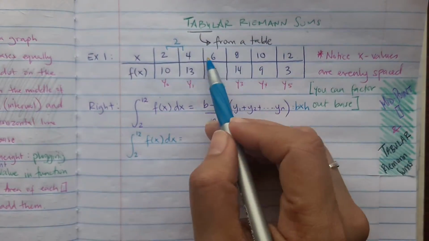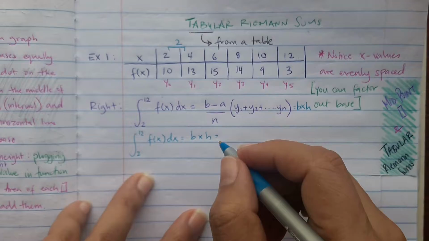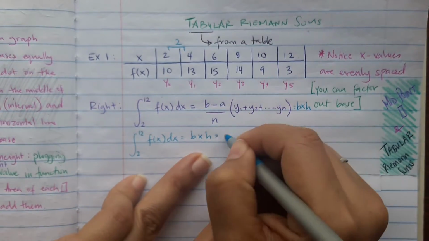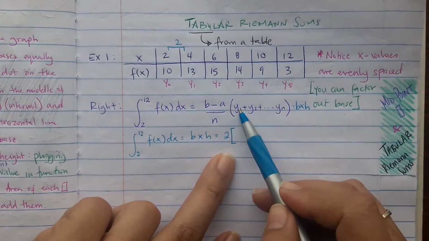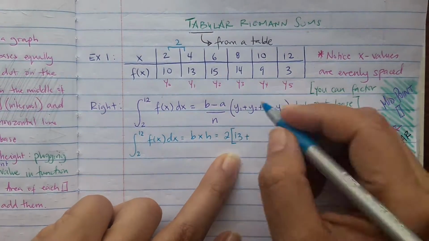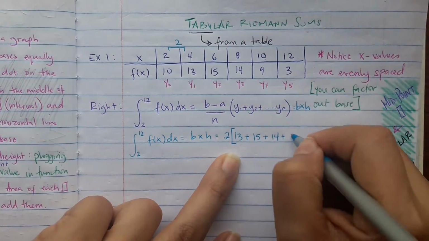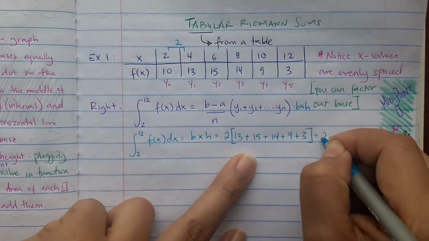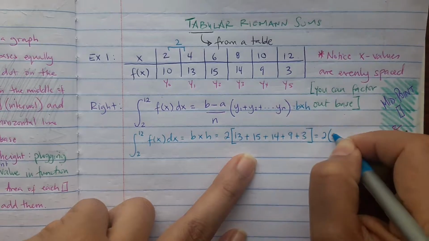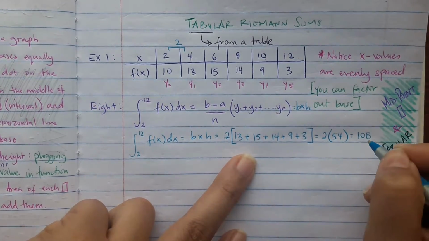So even without using the formula, you can get the base straight from the table. It's going up in increments of 2. The base is always 2 in this case, right? So you could just say, well, the base is 2, and then I just need to multiply by each of the heights. So I factored out the base, and now I start at y1, which is 13, plus y2, which is 15, and so forth, all the way to yn, which is 3. And then I just work that out. So that's going to be 2 times 54, and that's going to equal 108.